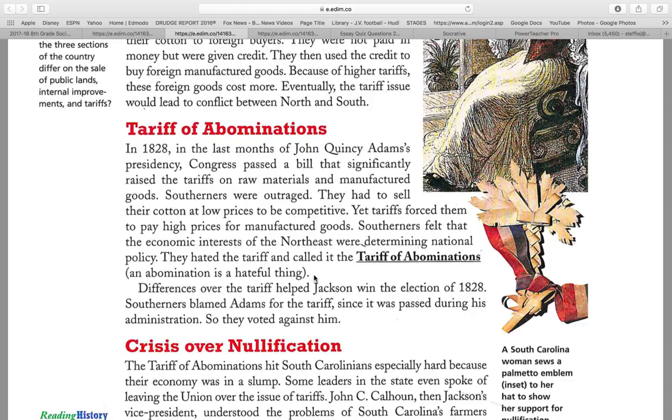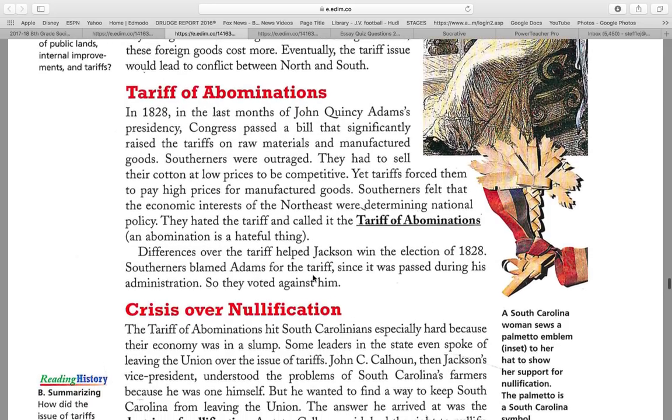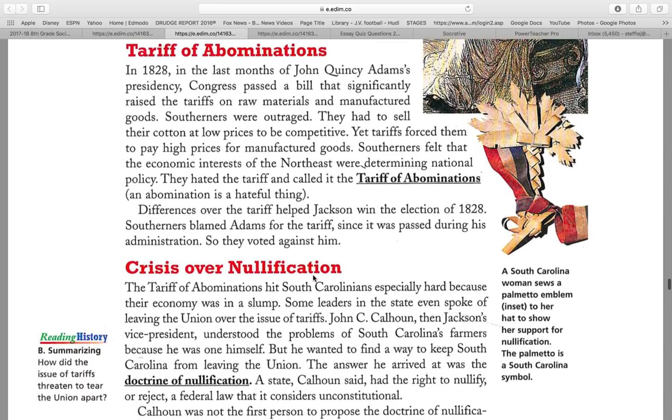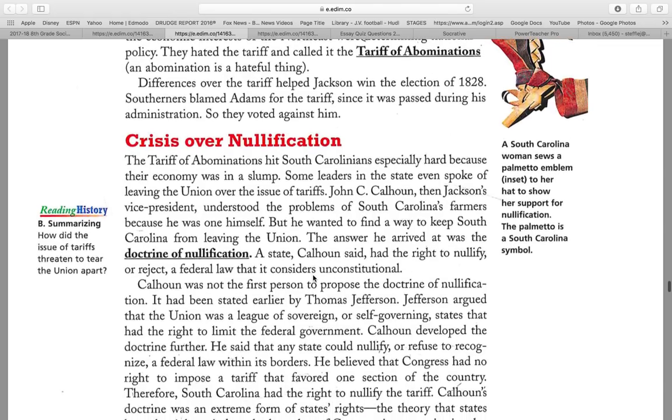Differences over the tariff helped Jackson win the election of 1828. Southerners blamed Adams for the tariff since it was passed during his administration, so they voted for Jackson.